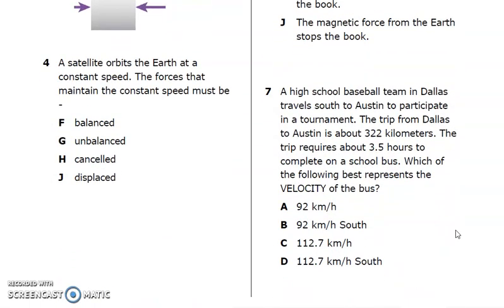Number 7. A high school baseball team in Dallas travels south to Austin to participate in a tournament. The trip from Dallas to Austin is about 322 kilometers. The trip requires about 3.5 hours to complete on a school bus. Which of the following best represents the velocity of the bus? A. 92 kilometers per hour. B. 92 kilometers per hour south. C. 112.7 kilometers per hour. Or D. 112.7 kilometers per hour south.